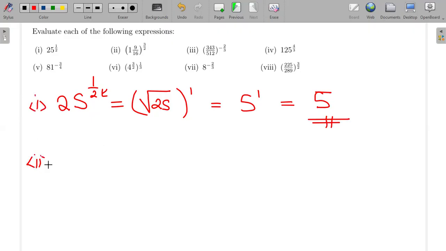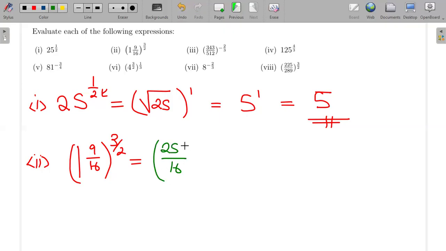Part 2, okay, it's more interesting. So it's 1 and 9 over 16, and then to the power 3 over 2. So the first thing to do here is to express this mixed fraction as an improper fraction. Okay, so how do we do that? We say 1, this big number 1, multiplied by 16, I get 16. And then 16 plus 9, I'll get 25. So whatever is inside this bracket here is the same as 25 over 16. Okay, and then outside there I have a 3 divided by 2.